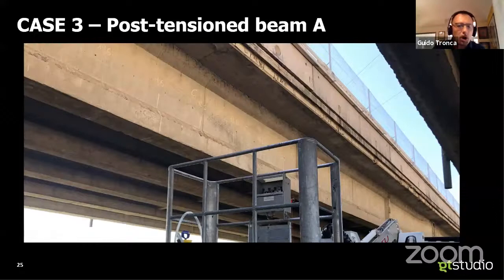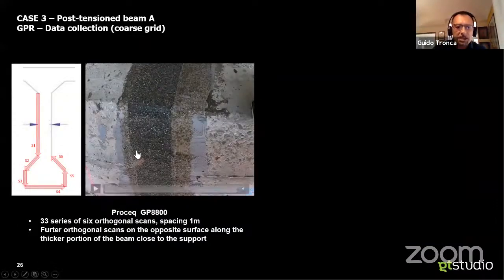So we faced, and this first example is, I think, a 30 or 40 meters long girder. Our approach was, let's go for a coarse grid. GPR is not useful only if you scan 5x5 or 10x10. Hey, you have a life.